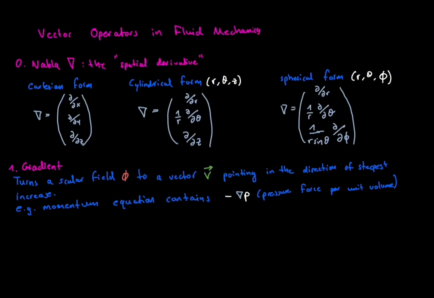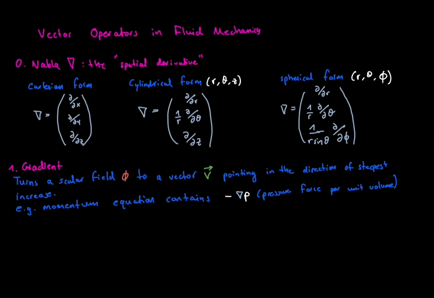We begin with the nabla operator. In Cartesian coordinates, nabla consists of partial derivatives with respect to x, y, and z. In cylindrical coordinates, it includes derivatives in the radial, circumferential, and axial directions with the appropriate geometric factors. In spherical coordinates, it includes radial and angular derivatives scaled by r and sine theta. The form changes with geometry, not with physics.